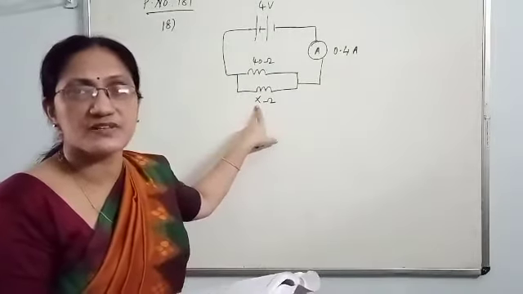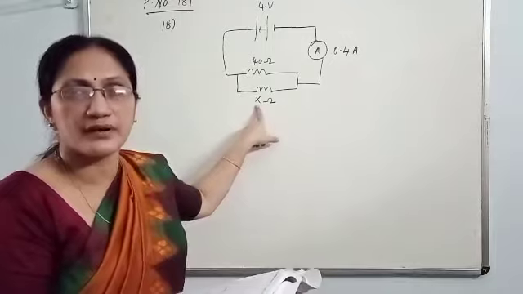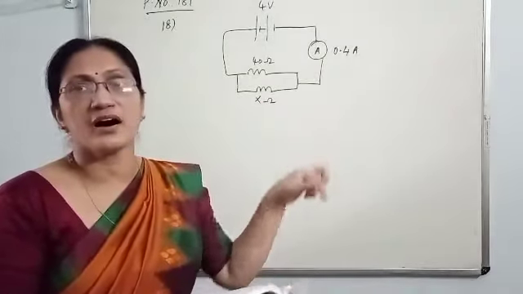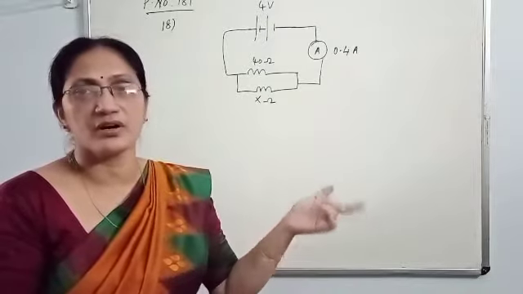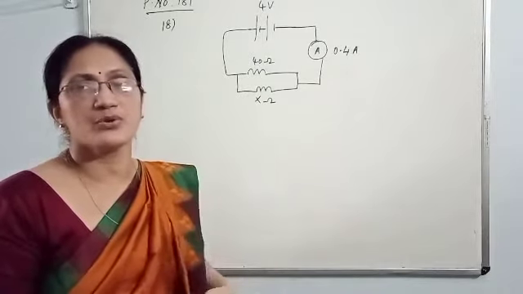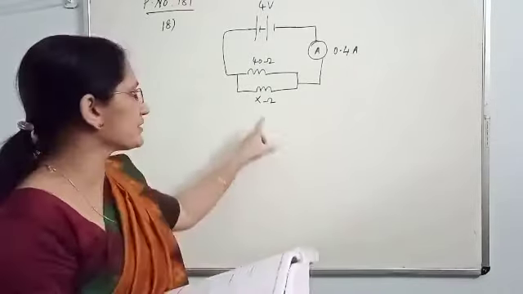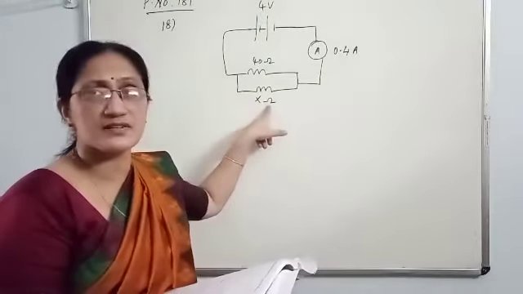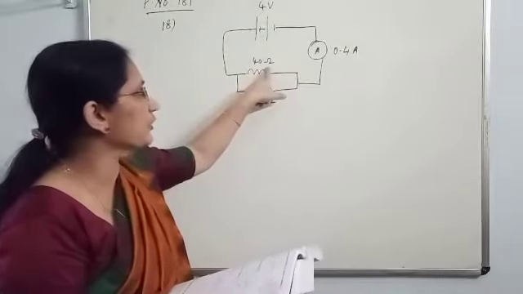In your textbook, the symbol used is capital letter R. I have changed it to X because capital letter R comes in the formula. That symbol we are already using in the formula, so you may have some confusion. To avoid it, I have changed the symbol here as X ohm. This resistance is unknown and here it is 40 ohm.